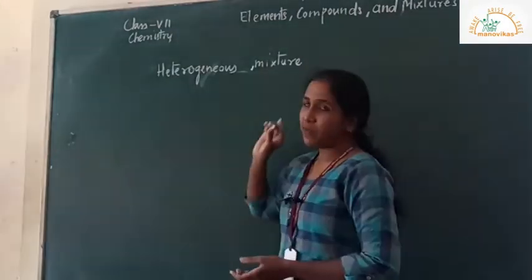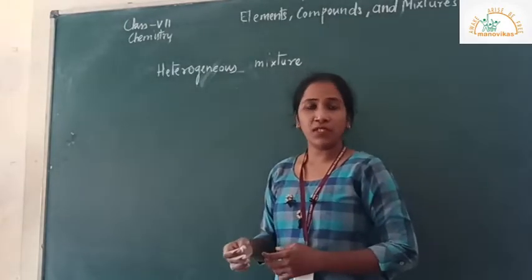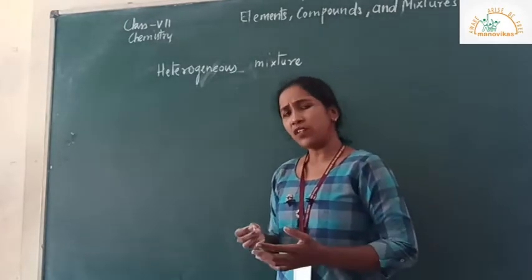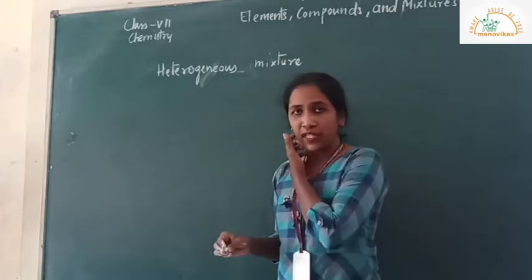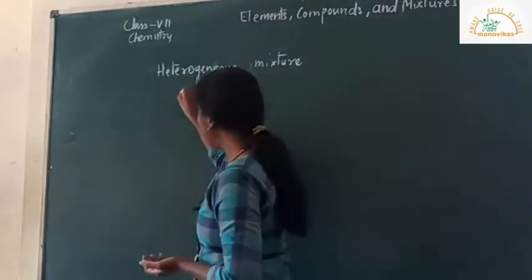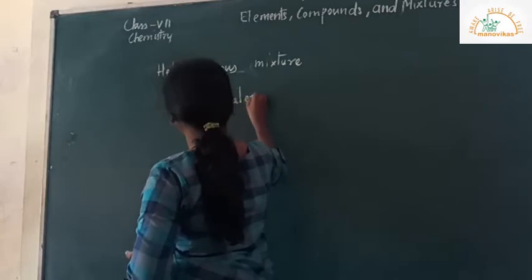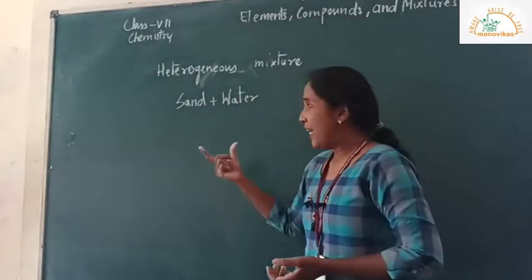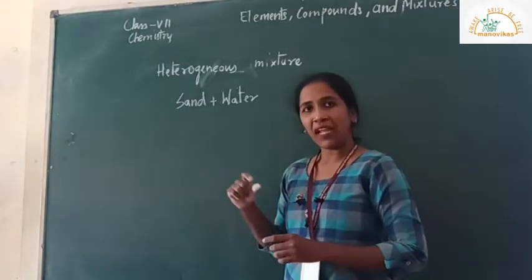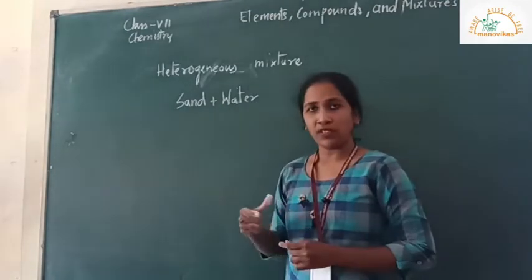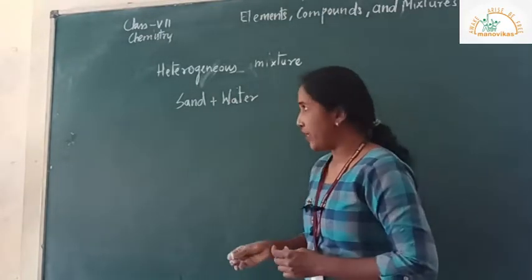Let us study heterogeneous mixture. Heterogeneous mixture is a mixture in which the components are distributed non-uniformly. So here the components are clearly visible and it can be identified individually. So in this we can take an example, that is sand plus water. When we take sand and water and try to make a mixture, sand will settle down and the upper layer we can see is water. So here the components are visible and it can be identified individually.